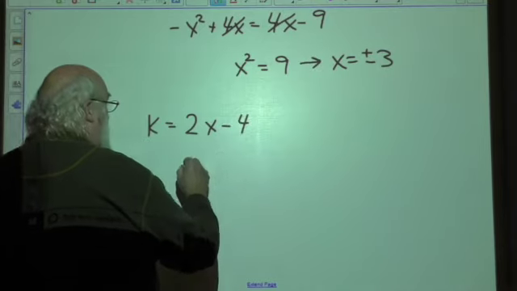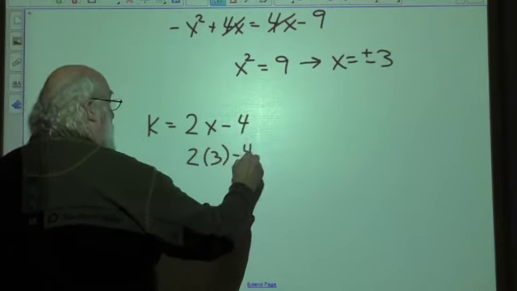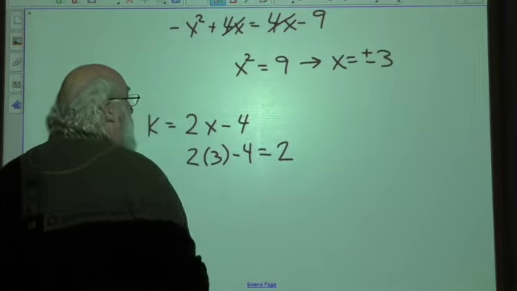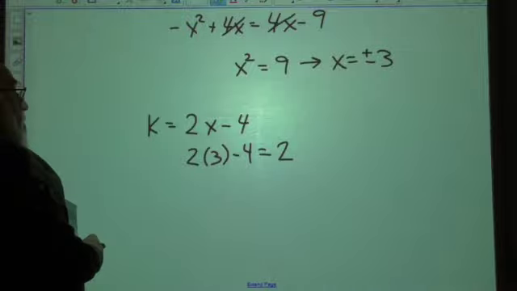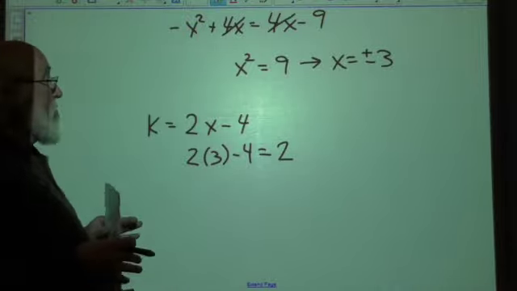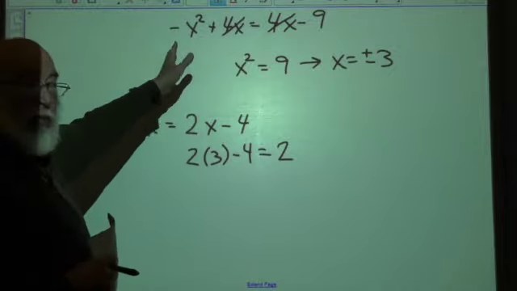So we'll take the positive 3 first. So 2 times 3 minus 4. Well, 2 times 3 is 6. 6 minus 4 is 2. So when the value of x is positive 3, on one side of this curve, then the value of k is 2 in order to get a slope of 4.